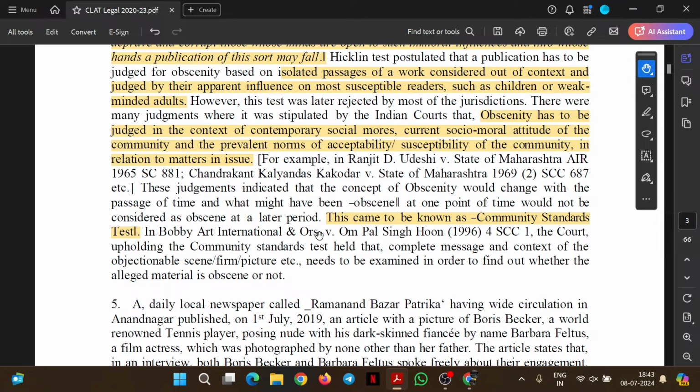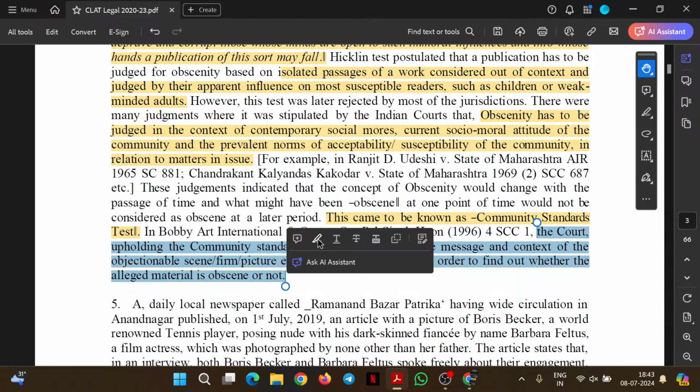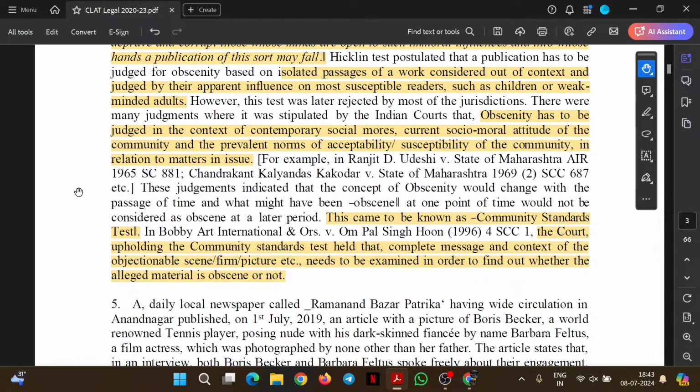In Bobby Art International and others versus Om Pal Singh Hoon, the court upholding the community standards test held that the complete message and context of the objectionable scene, film, picture, etc. needs to be examined in order to find out whether the alleged material is obscene or not. Both these tests, one being the Hicklin test as discussed above, and the second being the community standards test, are on different ends of the spectrum.